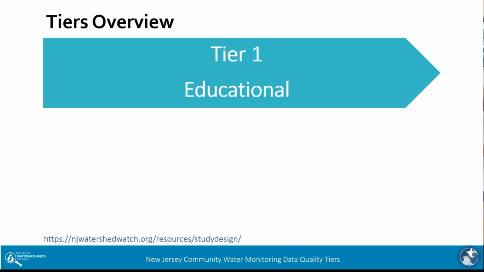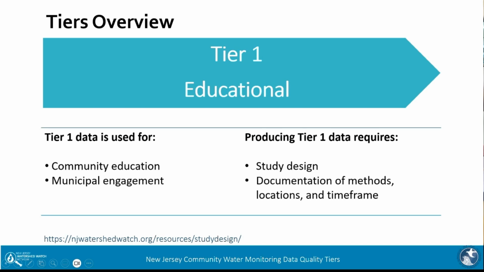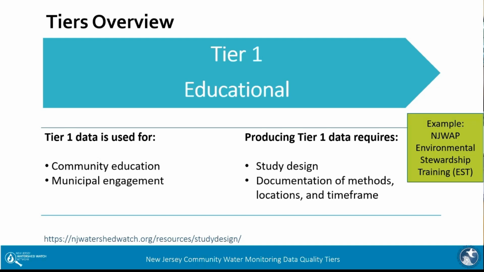So tier 1 is educational. By that we mean it's for community education and municipal engagement. And this will require a study design. So you are setting forth what you're doing and documenting your methods and your time frame. And an example of this is with the New Jersey Watershed Ambassador Program. They often provide what's called an environmental stewardship training, which is like a half-day program where you're doing something very similar to what we're going to be doing, but it's only a half day. And so it doesn't go into the depth that we're going into with Stream School.